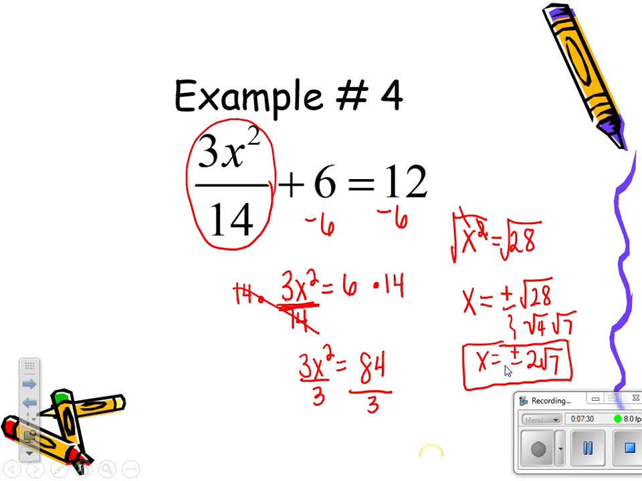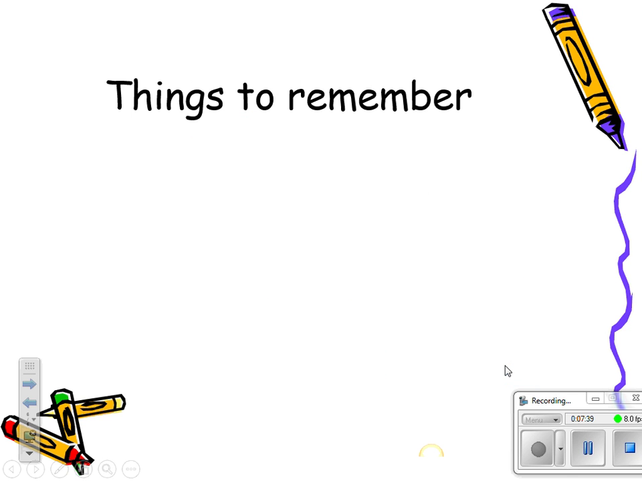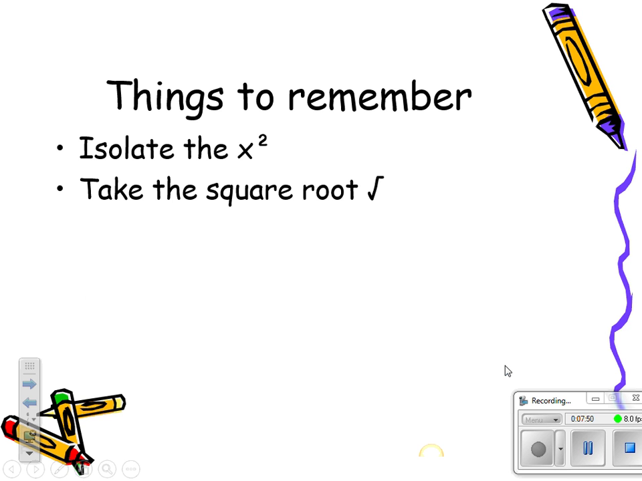Now notice, all of my answers were radicals except if I had a negative underneath the radical, and then it's a no solution. So things you need to remember, so please write this down. 1, we're always trying to isolate the x squared. That's our goal. Once we get it isolated, in order to get rid of the squared, we take the inverse, which is square rooting. Okay, that's the inverse.